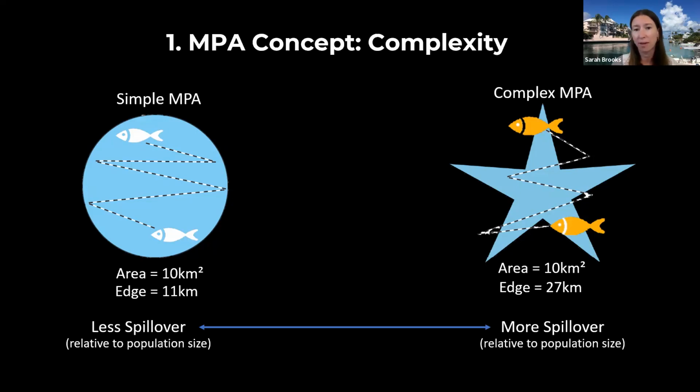And the more edge an MPA has, the greater the chances of a fish crossing over that edge into unprotected areas. So this means that simpler shapes will be better at preserving ecological value compared to complex ones, but the complex shapes will have greater spillover relative to the population size compared to simpler shapes of the same area. So again, this is something that should be considered, and you need to think about the objectives of your area and how you're managing that area, and try to find the right balance.